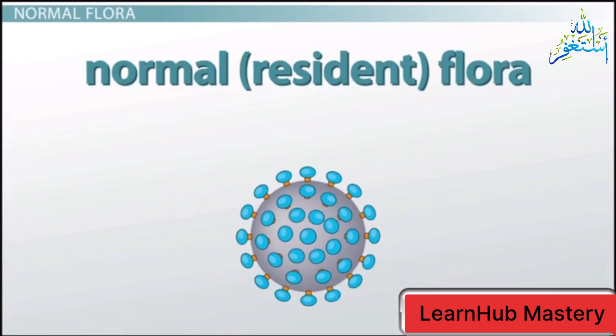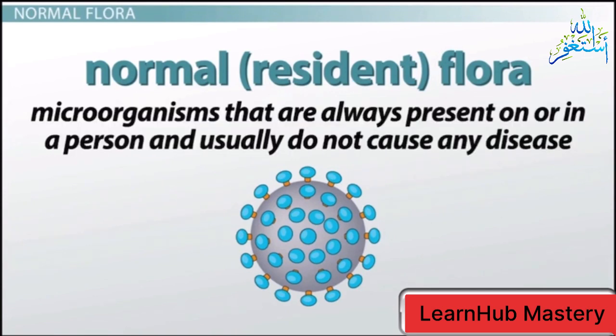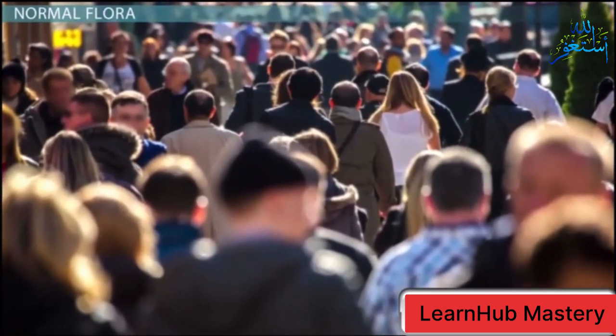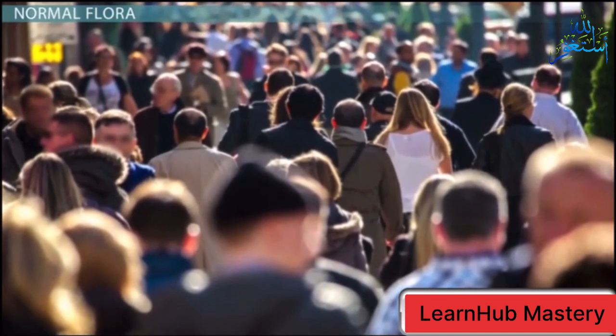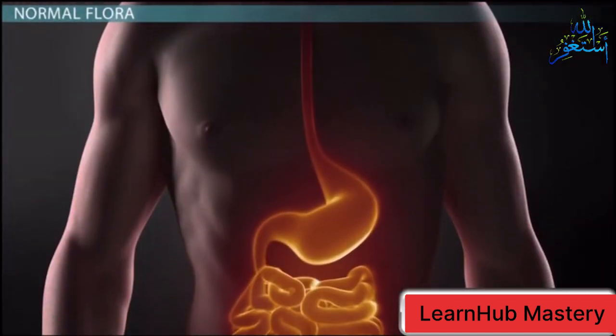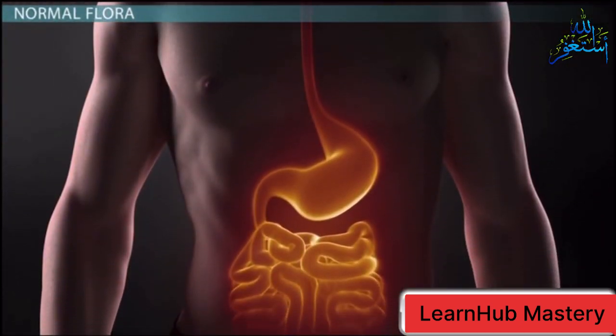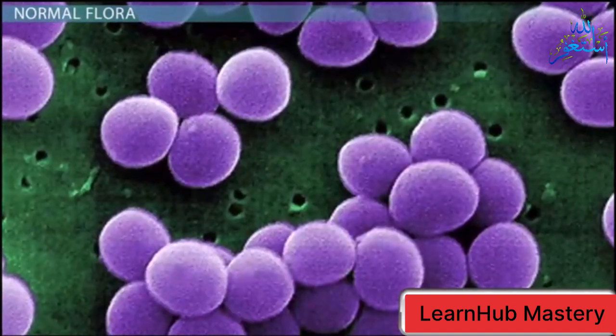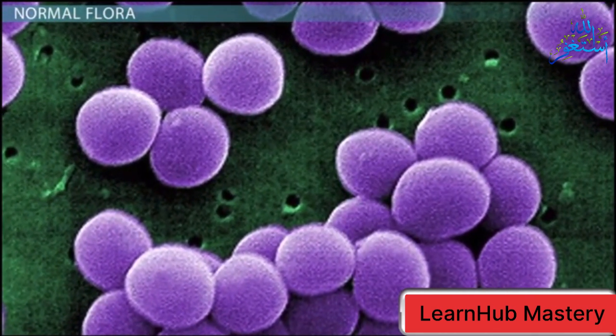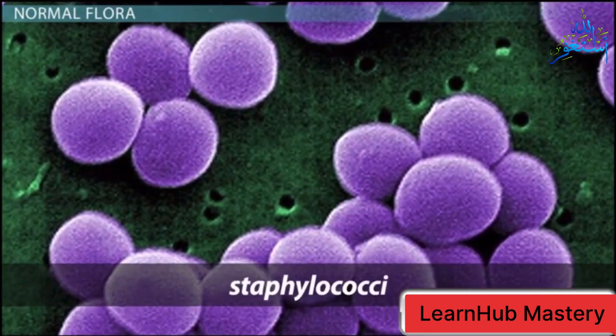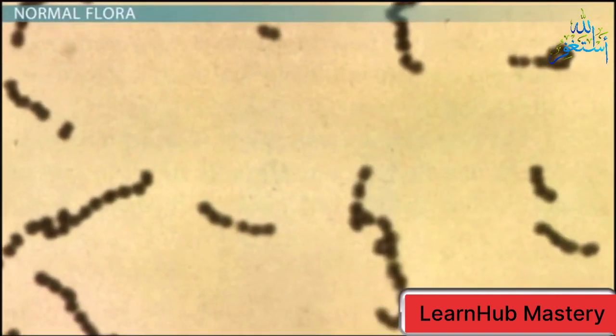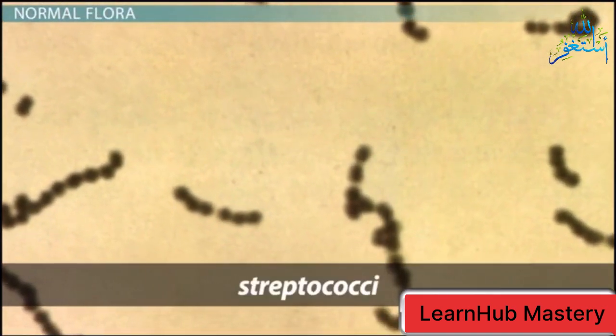Normal or resident flora are microorganisms that are always present on or in a person and usually do not cause any disease. These are like the permanent residents of a city. They're not just passing through. Depending on what part of the body we're talking about, the normal flora can vary. For instance, on the skin, normal flora is made up of bacteria such as staphylococci. In the mouth, bacteria called streptococci can be found.